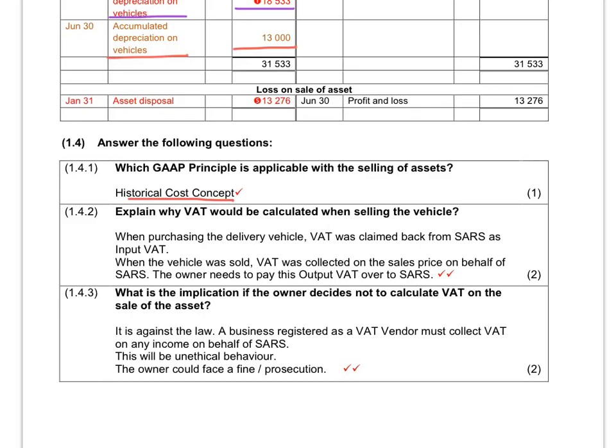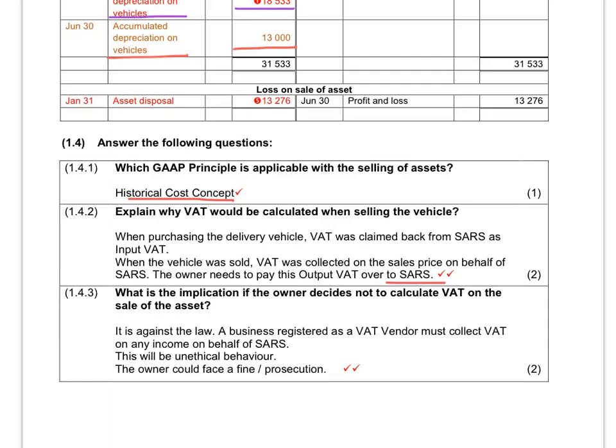And the owner needs to pay this VAT that they collect on behalf of SARS to SARS at the end of the month. So it doesn't matter whether you sell goods or you render a service or you sell assets. Anything that's sold that provides an income to the business, you will have to calculate VAT on it and pay it over to SARS. What is the implication if they decide not to calculate the VAT?